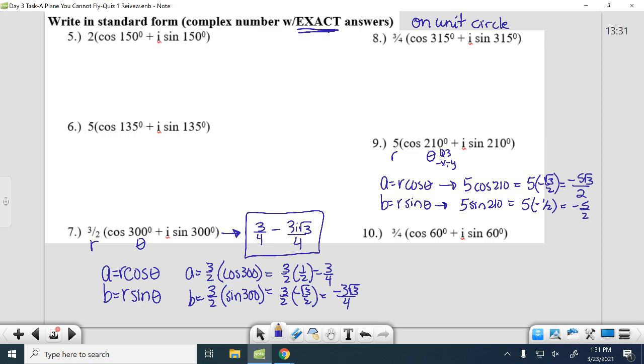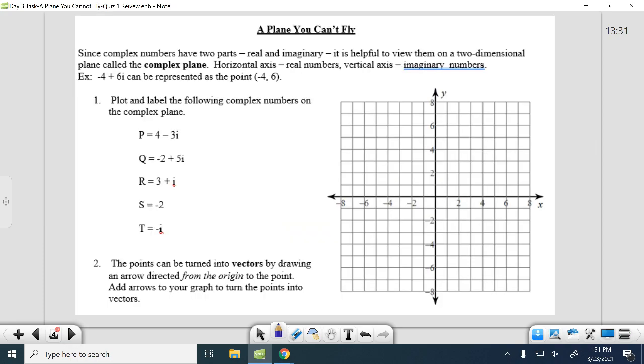So r(cos 210 + i sin 210) actually converts into negative 5 square root 3 over 2 minus 5i over 2. That is the complex, standard, or rectangular form for that particular one. Great job. All right, so again, you guys have got the other 4 to practice on your own, and you can check your solutions online as you're going through. Let's get on with the task.